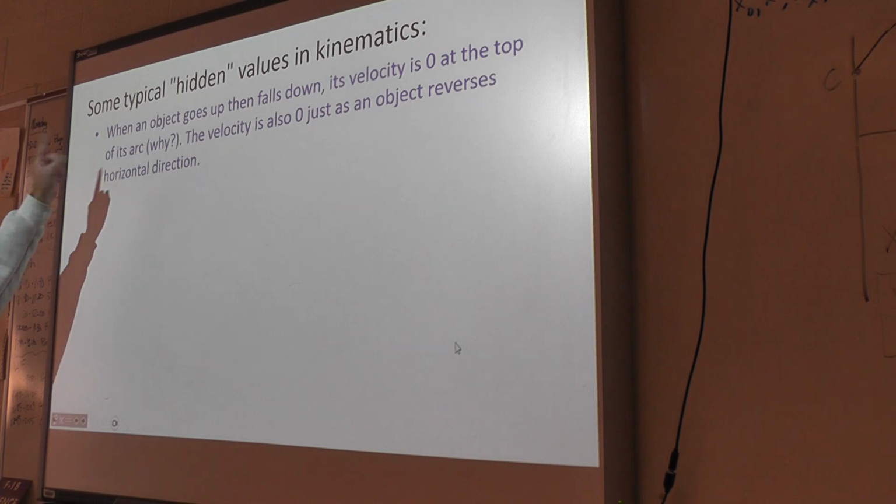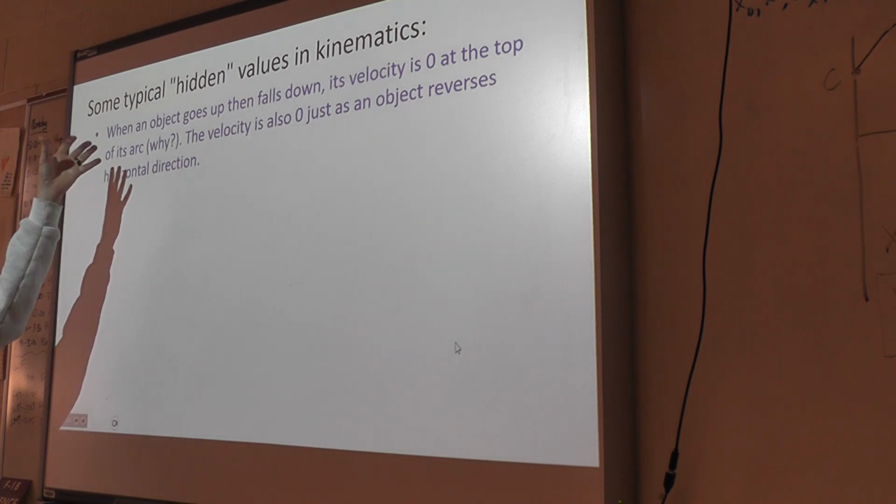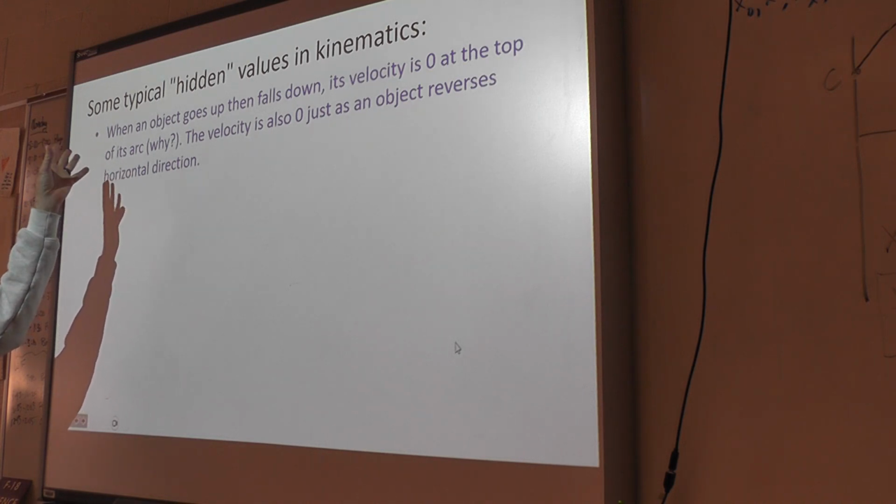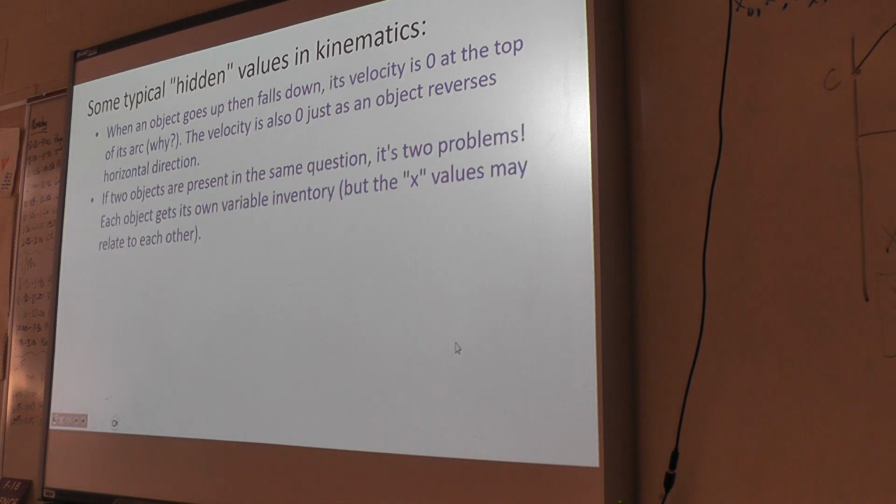So that means sometimes we know the velocity, even though it's not said in a problem, right? It may be 0. Another hidden value is that sometimes we're gonna have a couple things in a problem, and we're gonna be told where they are, how fast they're going, and those are 2 separate objects.